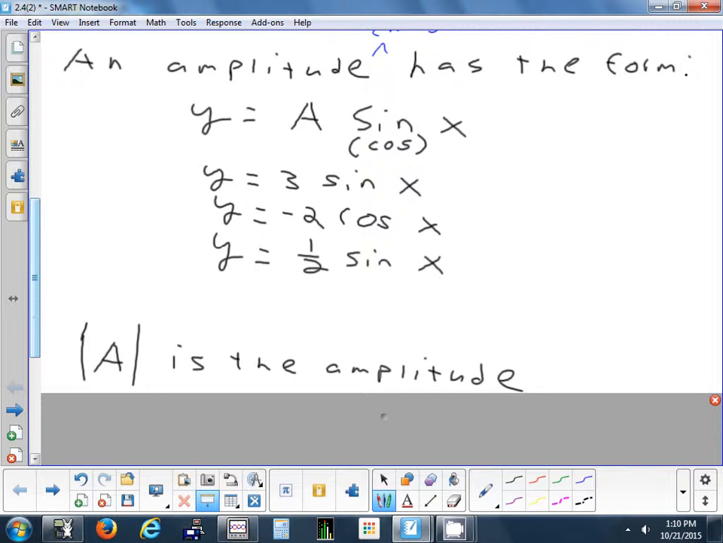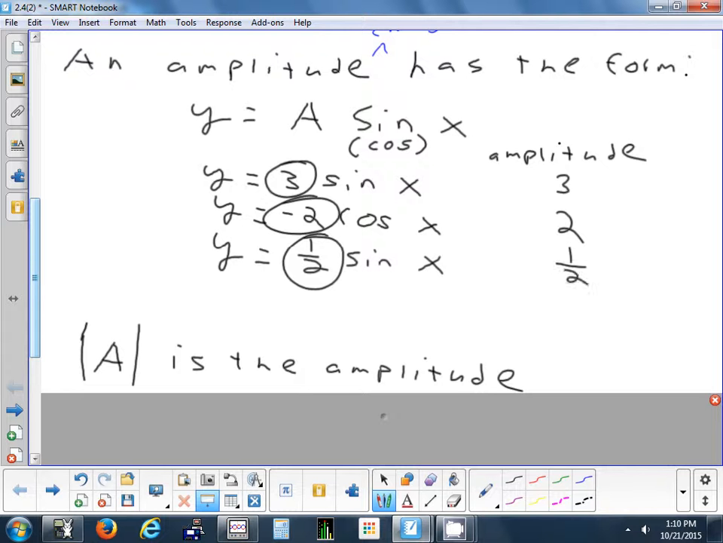All right. So if I ask you on any of these functions to find the amplitude, take the number in front and take the absolute value of it. So what's the amplitude of this first graph, 3 sine x? 3. What's the amplitude of -2 cosine x? 2. And the amplitude of 1/2 sine x?